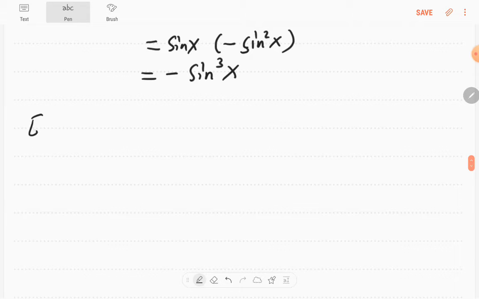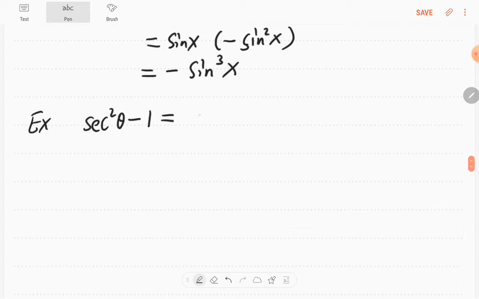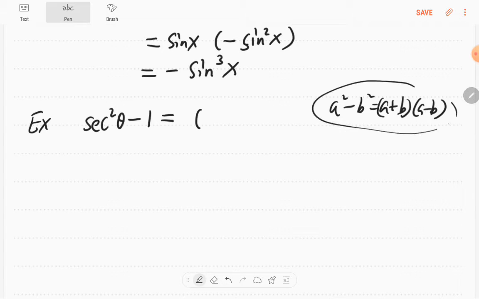Okay, so next thing is we want to factorize secant theta plus minus 1. It's not hard, we just treat this one as a 1 square, so you can use a square minus b square equals a plus b times a minus b, right? So we can use this identity, so it's the secant theta minus 1 times secant theta plus 1.